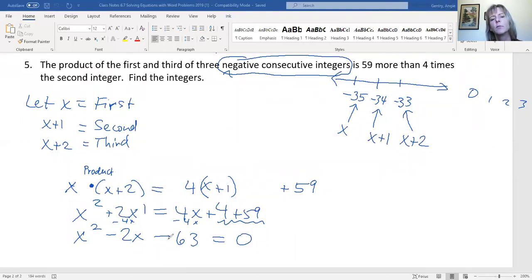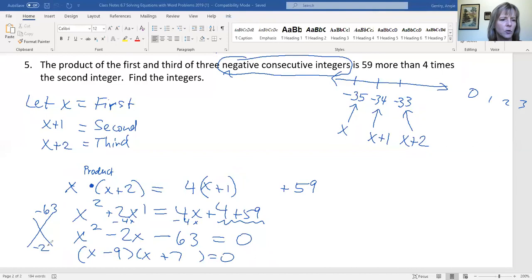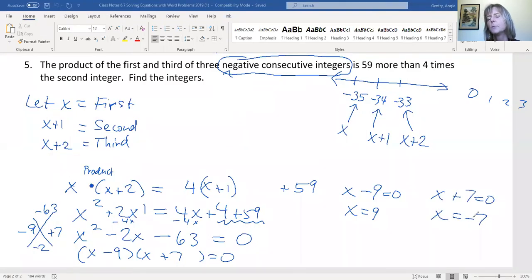Then you say, okay, now to solve this quadratic, I have to factor it. I need a times b equals 0. x, negative 9, positive 7, because you did your thing, negative 63, negative 2, negative 9, positive 7. And then you solve each one. x minus 9 is 0, x is 9. x plus 7 equals 0, x equals negative 7.